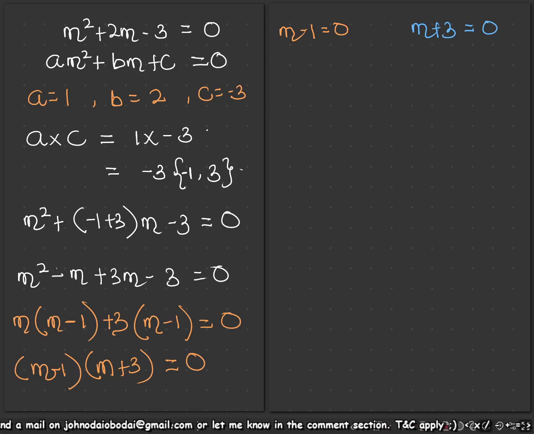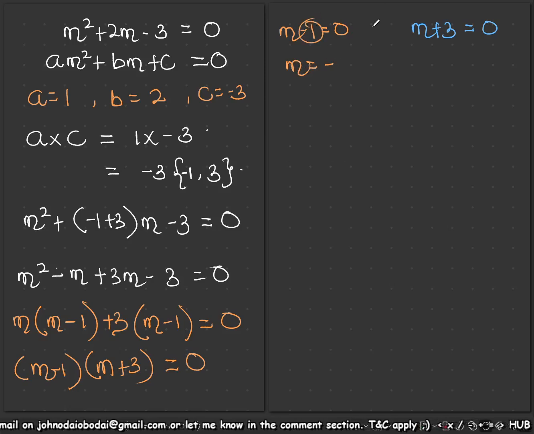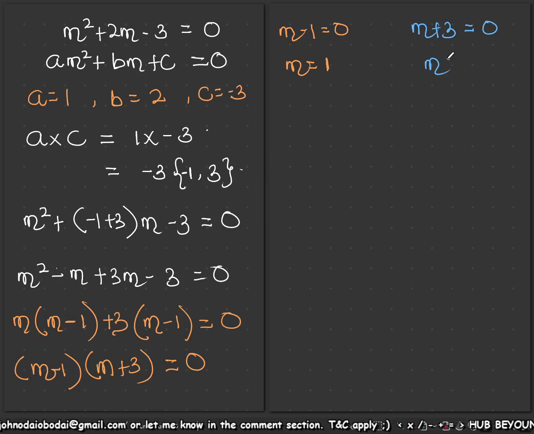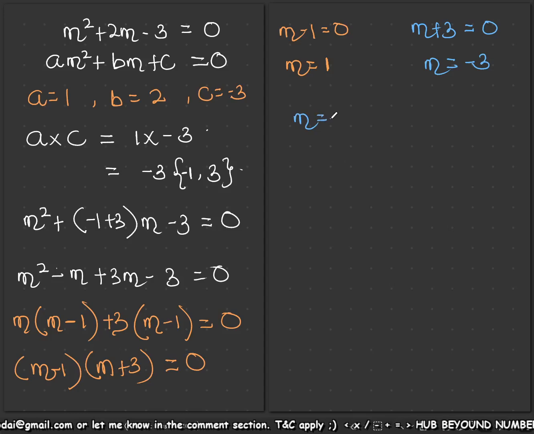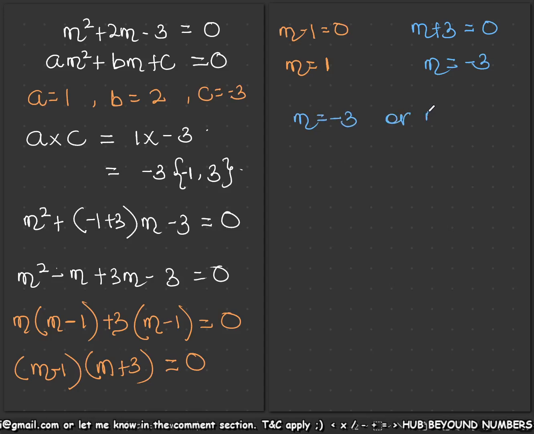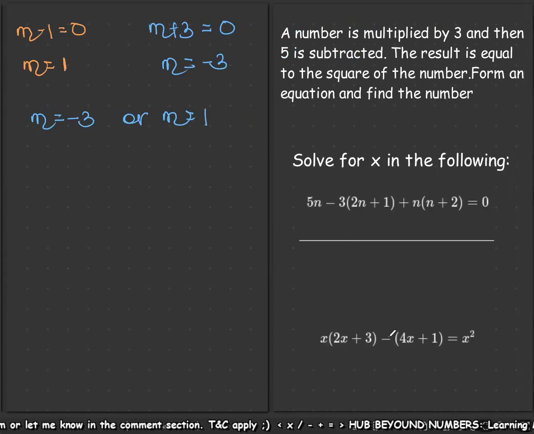So solving for this first one here, I'm going to get m is equal to negative, this is negative 1. So if it moves to the other side, instead of negative 1, it becomes 1. Then for this side here, we have m being equal to what? Negative 3. And you are done. So you've been able to solve out your m. Hence, we would say m is equal to negative 3 or m is equal to 1. And that is the solution to the quadratic equation.